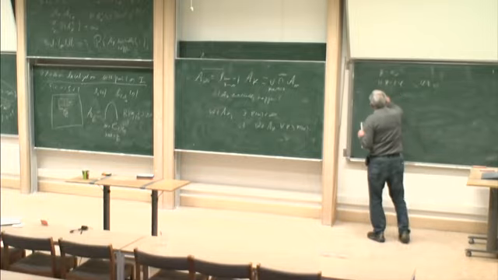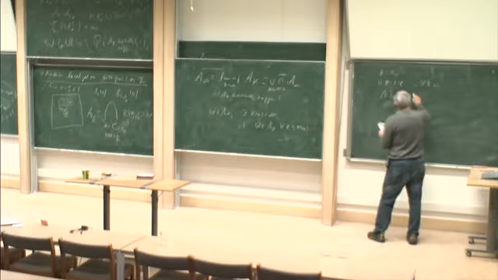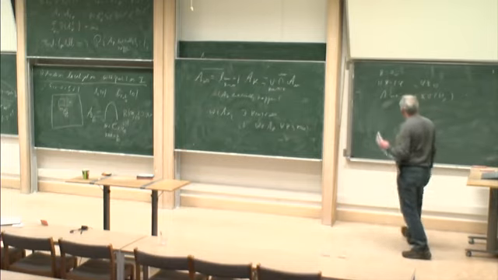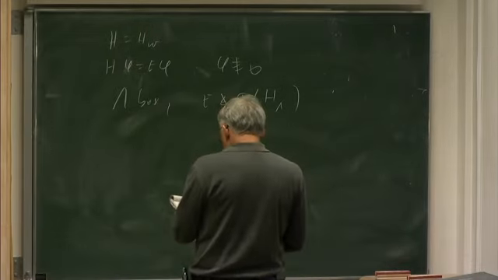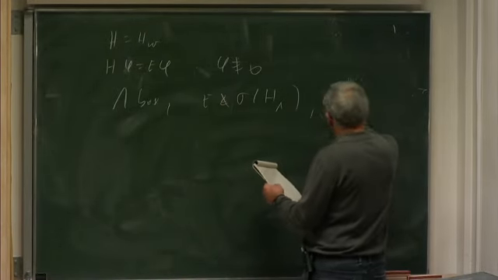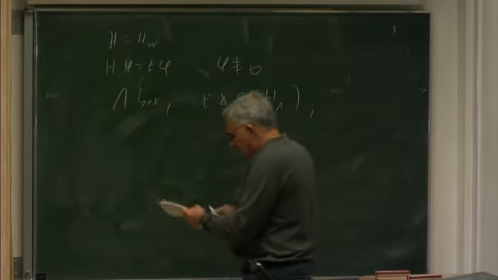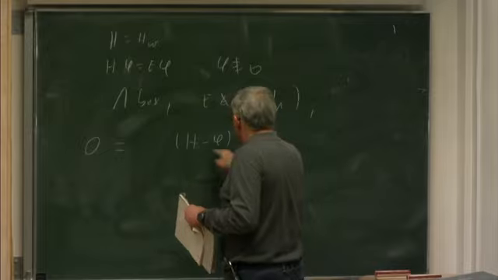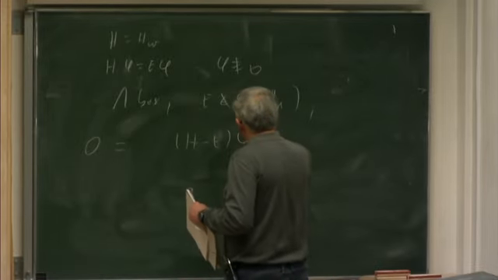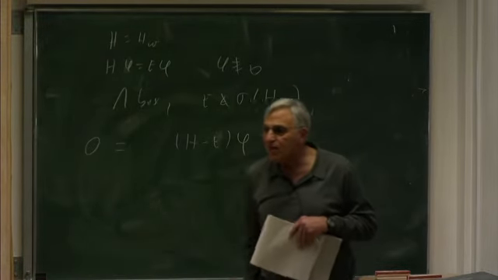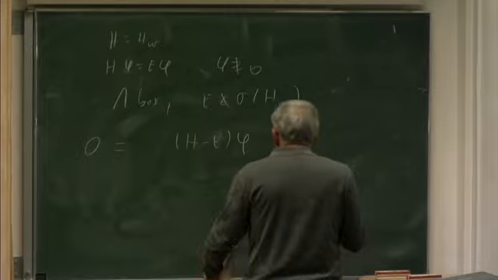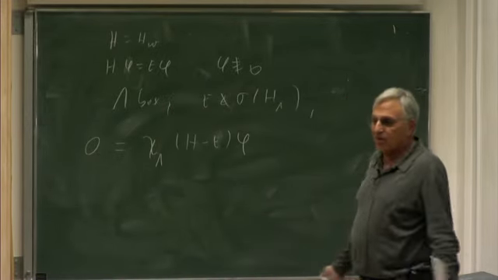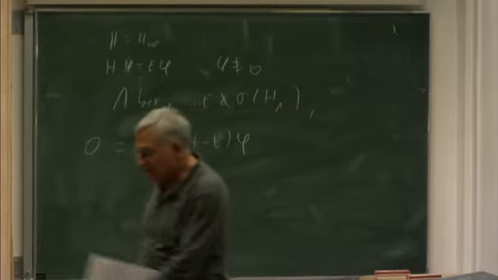So now let me take lambda to be some box, and I take the restriction to the box, and I take an energy that is not in the spectrum. And what do I have? I have that pointwise, 0 is h minus E applied to phi, right? That's the same equation. If this is 0, I can multiply by the characteristic function of lambda, and I still have 0.